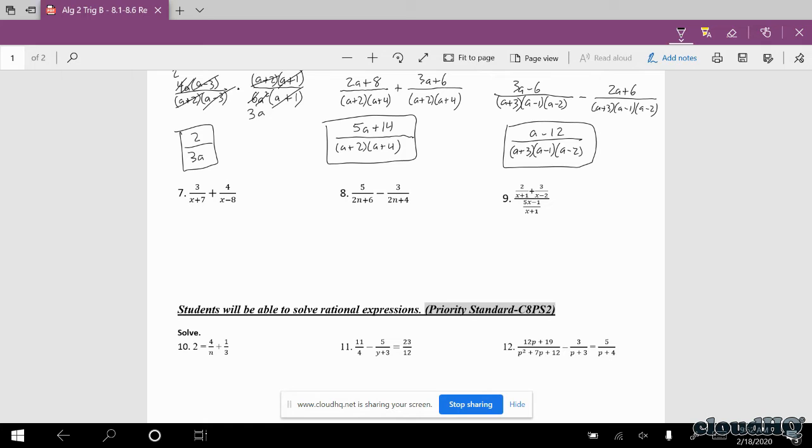Number 7. They're already factored, so include x plus 7 and x minus 8 in my denominator. First fraction, I had to multiply it by x minus 8, so 3x minus 24. Second fraction, I needed to bring in the x plus 7, so 4x plus 28. Add them together, 7x plus 4.